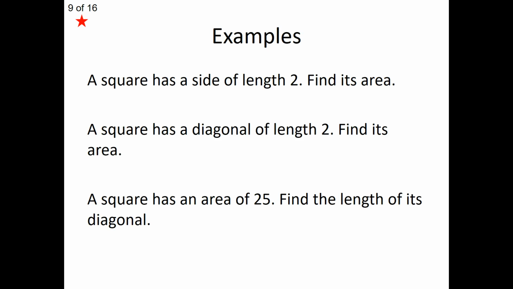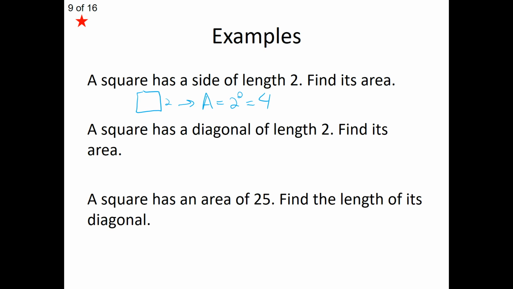Find its area. Well, if we want to, we can go ahead and draw a quick diagram of our square here with a side length of 2. And what that leads us to is using our square area postulate to say that the area of the square is simply the square of its side length, which then leads us to conclude that the area of this given square is 4. That means we would be able to chop 4 unit squares out of that given square.